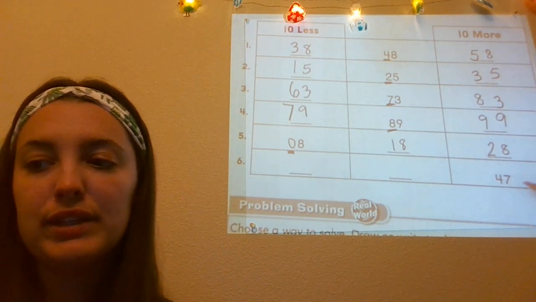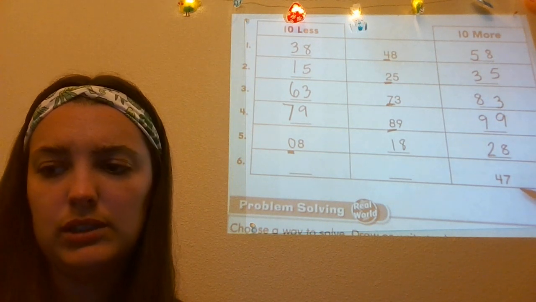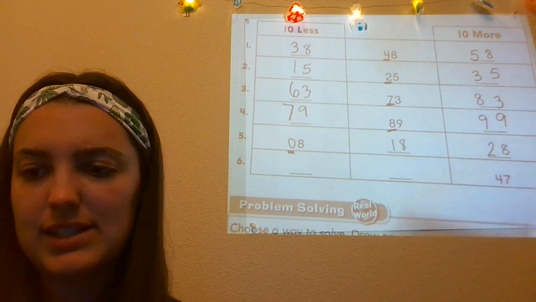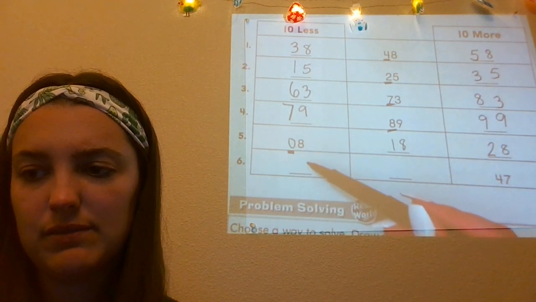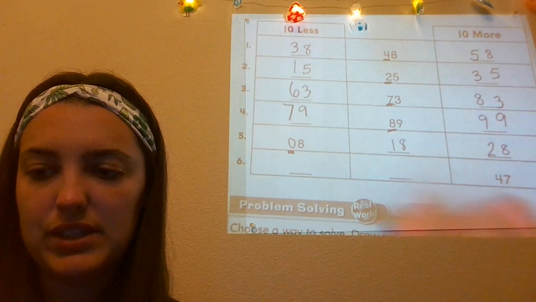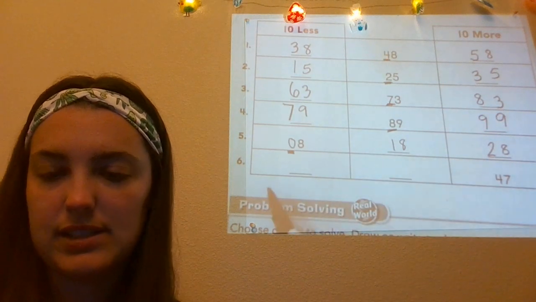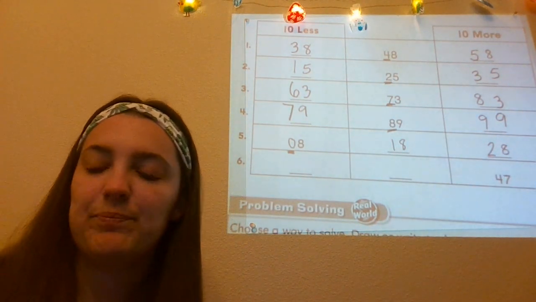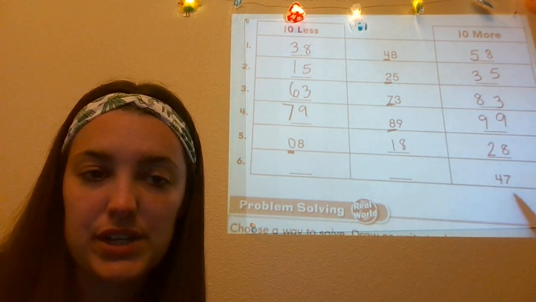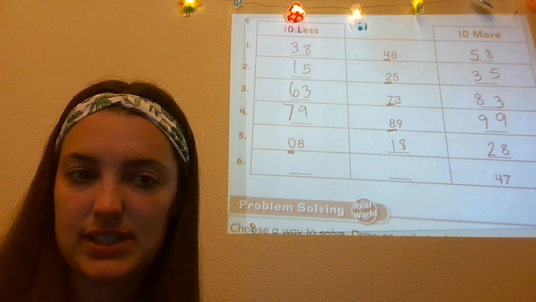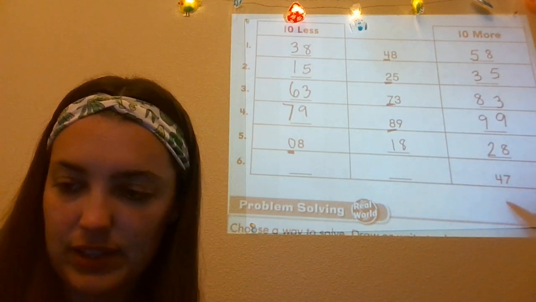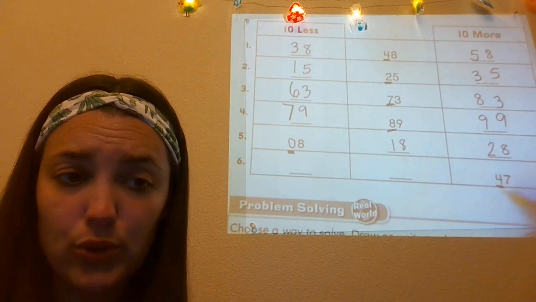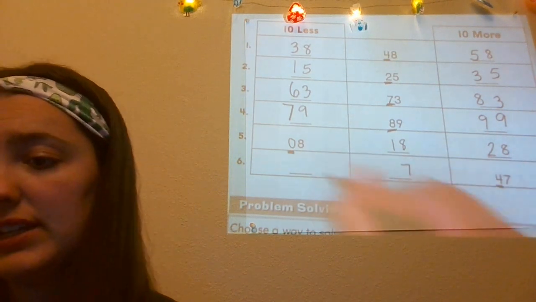Alright, this one only gives us 10 more, which means that we need to figure out 10 less to find this one, and 10 less again to find this one. Almost like every time we move this way, we're trying to find 10 less. And every time we move this way, trying to find 10 more, if that makes sense. Okay, so we start with 47. We need 10 less than 47. All right, well, I'm going to look at 47. I know that my 4 is my tens place, so that's the only number that's going to change. I can put a 7 and a 7 right now.